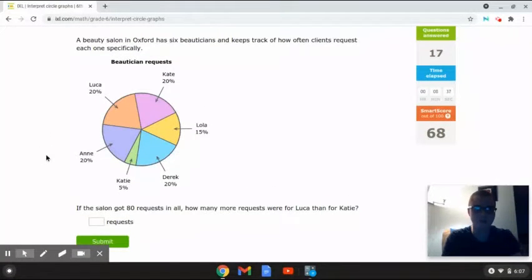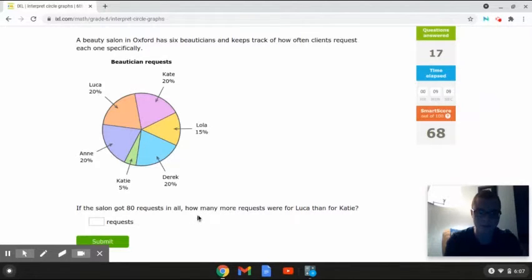Alright, so this first problem reads, a beauty salon in Oxford has 6 beauticians and keeps track of how often clients request each one specifically. Okay, so this circle graph is showing us the beautician requests. And if we look, Kate has 20%, Lola has 15%, Derek has 20%, Katie has 5%, Anne has 20%, and Luca has 20%. And this question is asking, if the salon got 80 requests in all, how many more requests were for Luca than for Katie?